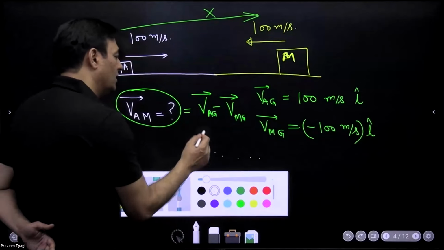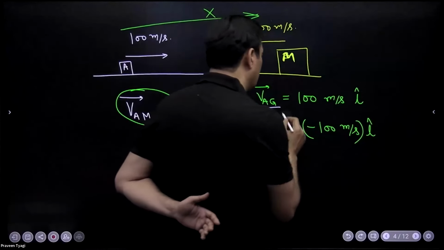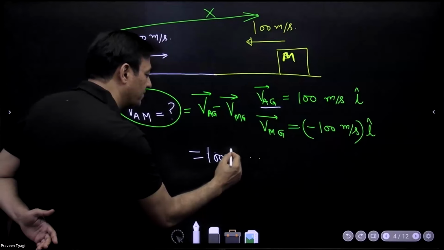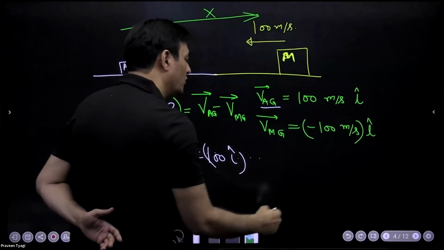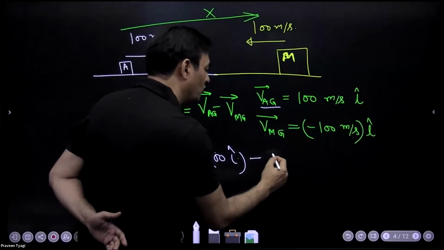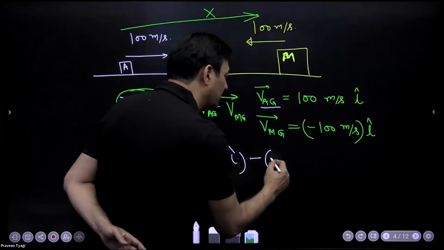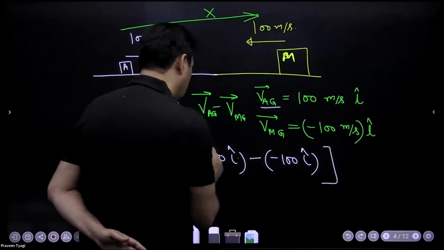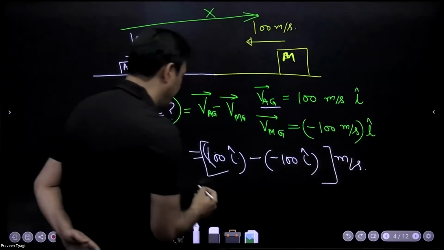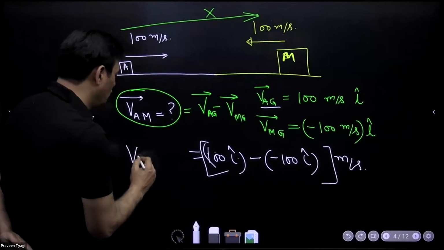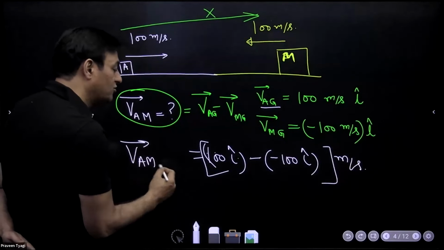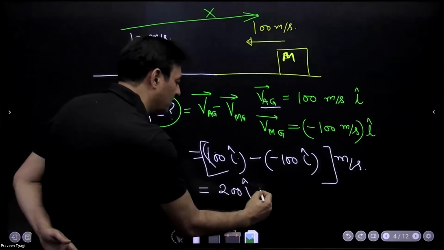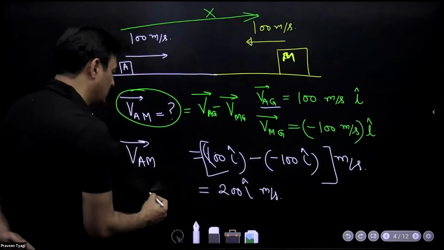Now, attentive. Velocity of A relative to ground is 100 I cap meter per second. I am going to write separately, minus velocity of M in proper vector form is minus 100 I cap. So meter per second, this whole thing, meter per second. Now, the answer to VAM, velocity of A, Adi as observed by Minasri, is 200 I cap meters per second. Okay, this is the answer.